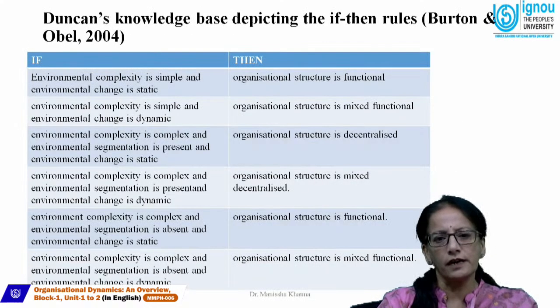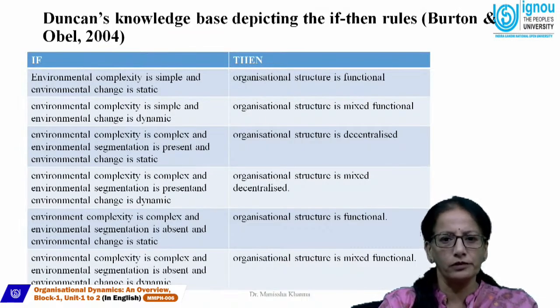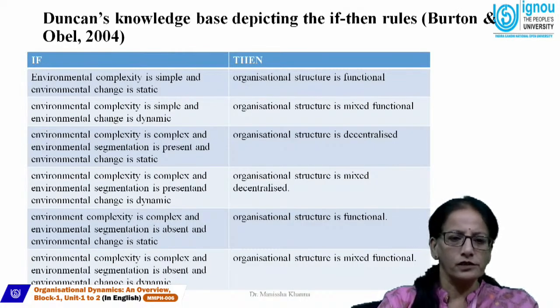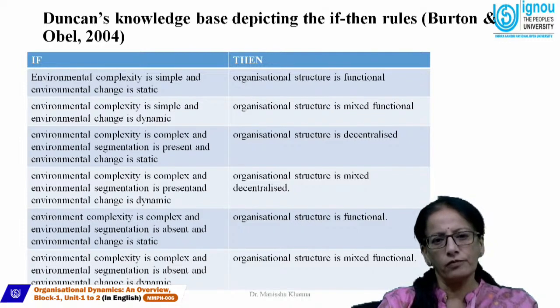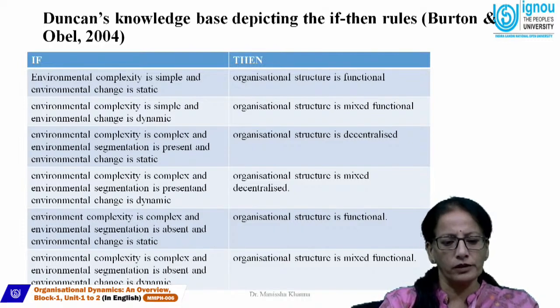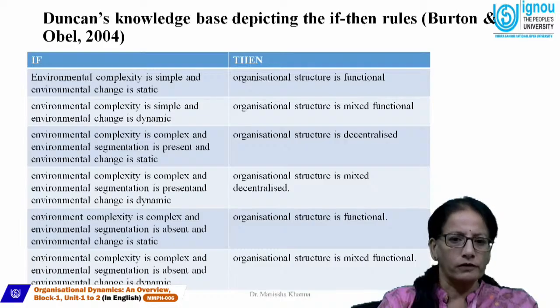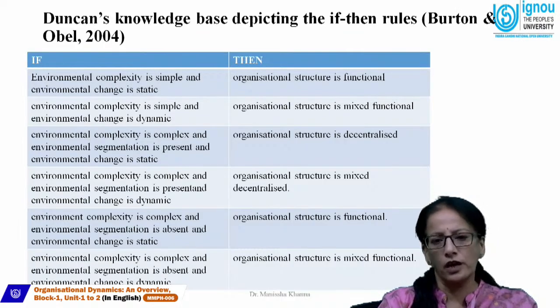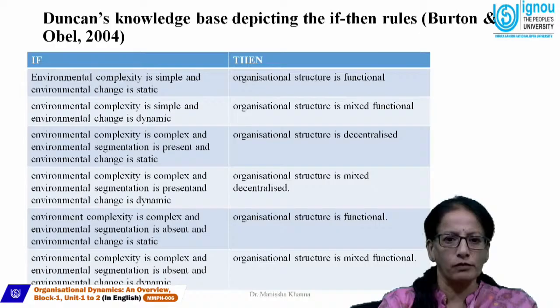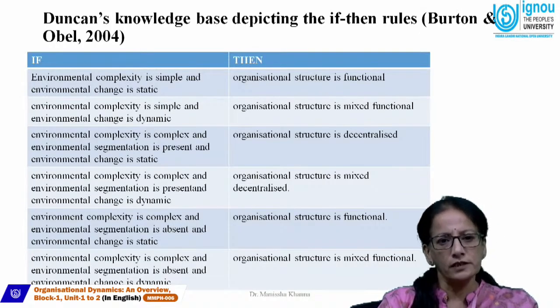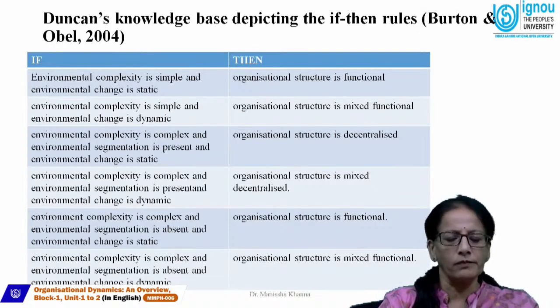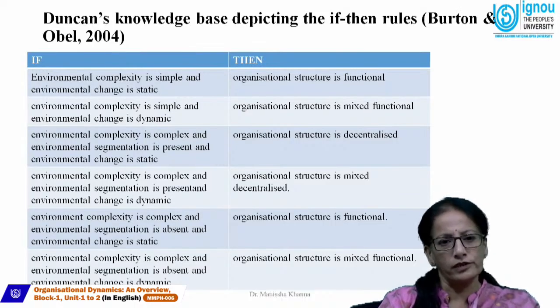Then comes Duncan's knowledge that depicts the if-and-then rules, which was given by Burton and Obel in 2004. Here the situations are given. If something happens, then how does the organization work, whether it is functional or mixed functional, or whether the organization structure has to be decentralized or maybe mixed decentralized. There are certain conditions when we say if and then. It is given in tabular form in this slide.